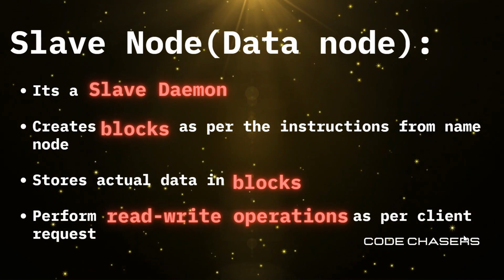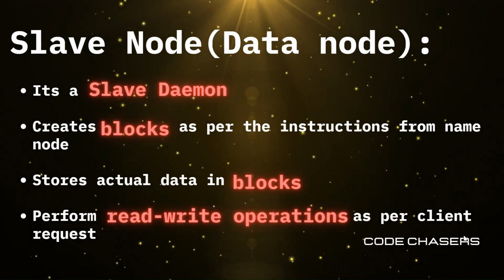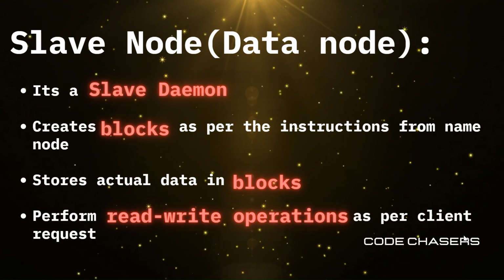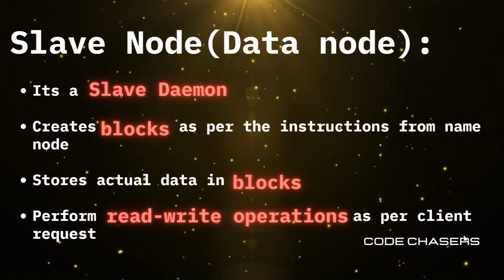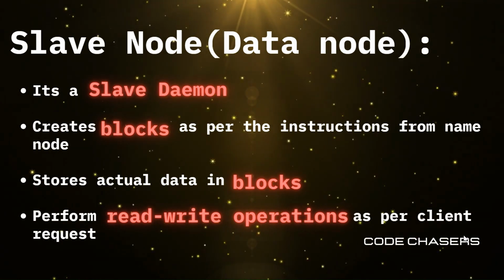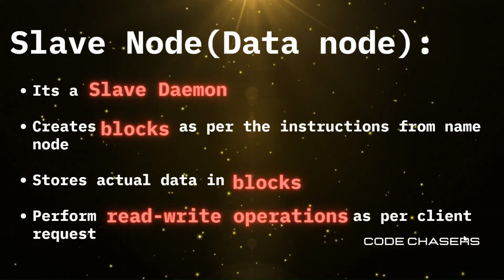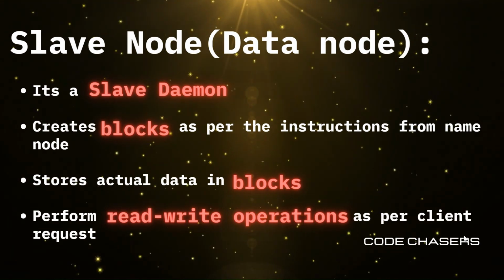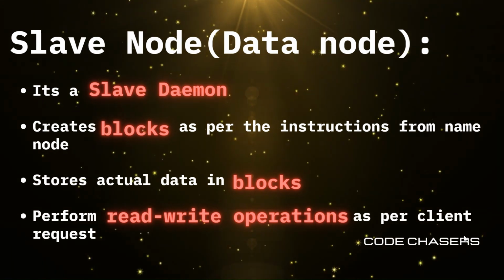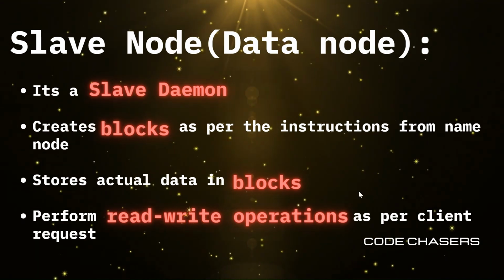Slave node, which is data node, we generally address as slave daemon in Hadoop. Slave node creates blocks as per the instructions from the name node. Slave node stores actual data in blocks. Slave node performs read-write operations as per client request. One point we have to observe here: name node executes the read-write operations, and slave node, that is data node, performs the read-write operations. This is about the architecture of HDFS.